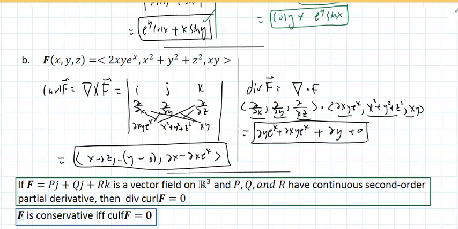And a couple of pointers. If you have a vector field on R3, P, Q, and R have continuous second partial derivatives, then the divergence of the curl is always 0. And you would know that F is a conservative vector field if and only if the curl of F is 0. And that's it for this section.